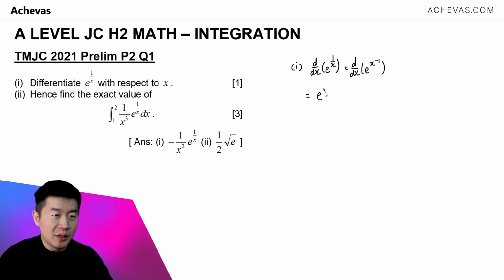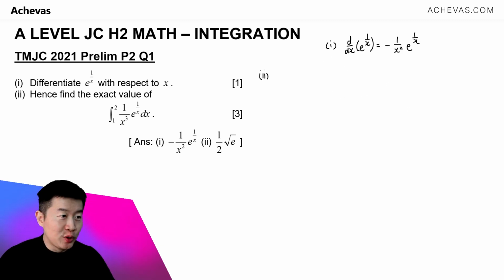So this is going to be e to the power of x to the power of minus 1. Then differentiating x to the power of minus 1 will be minus x to the power of minus 2. So my answer here is going to be, if I were to write this first, negative 1 over x squared. And this is going to be e to the power of x to the power of minus 1, which is going to be 1 over x.